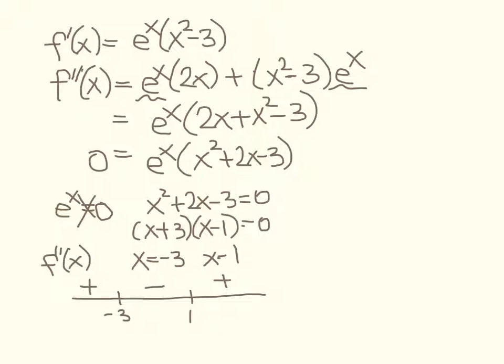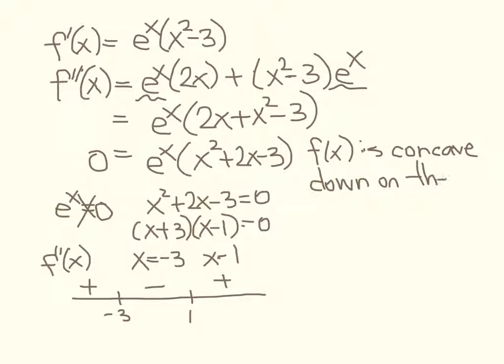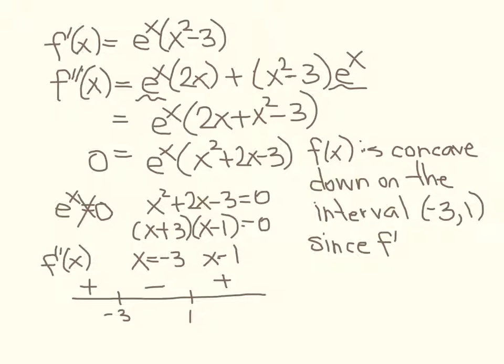So the question was, where is this graph concave down? Well, concave down is when the second derivative is negative. So we would say f of x is concave down on the interval negative 3 to 1, and tell me why, since f double prime of x is less than 0 on this interval.